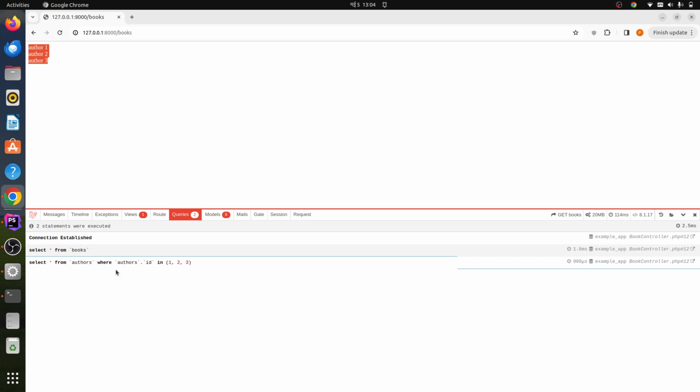But now look at the queries. We have only 2 queries. The first query is to fetch all of the books' information, and then the second query is to fetch all of the authors' information, right? Even if we have 3 authors, the number of queries to fetch the authors is only 1. Even if there were 10 authors, the number of queries would still be the same. So problem solved.